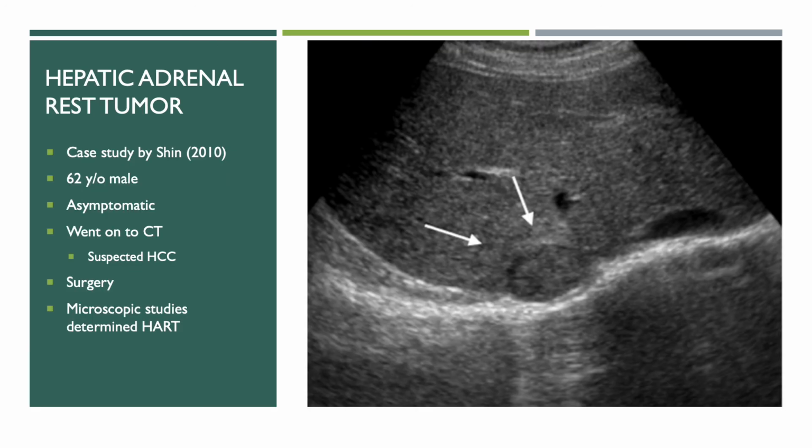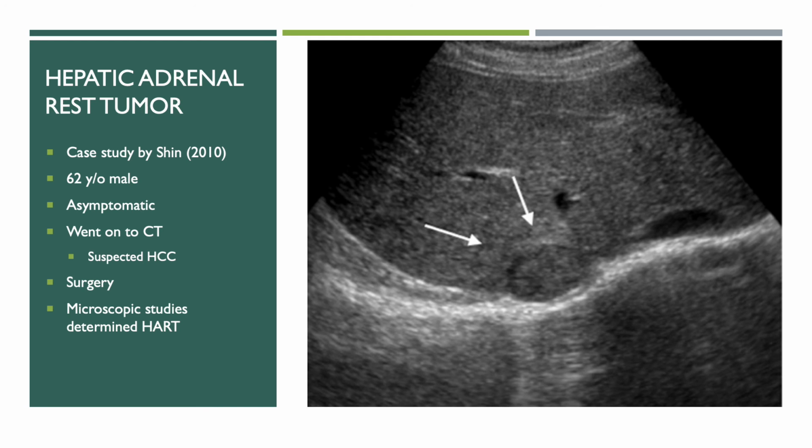I found a case study on a rare adrenal rest tumor located in the liver. The study by Shin, published in 2010, was on a 62-year-old man who had a regular checkup during which a hepatic mass was detected on ultrasound. The mass was a 3 centimeter heterogeneous solid lesion at the posterior periphery of the right lobe.